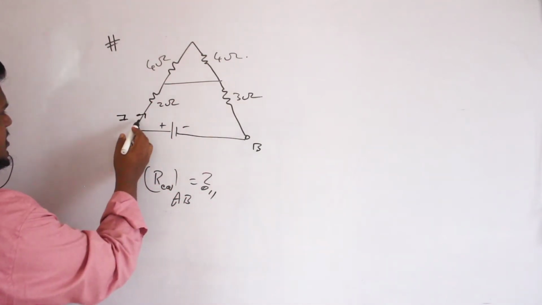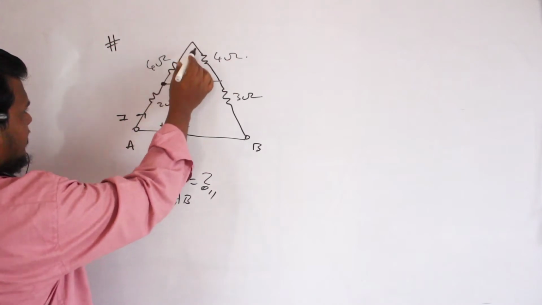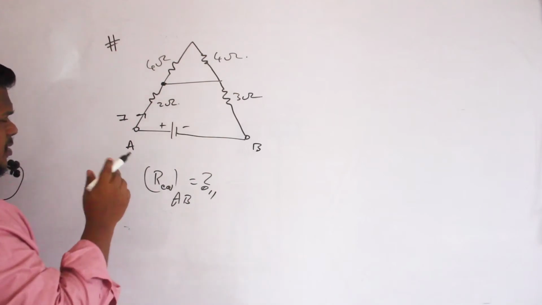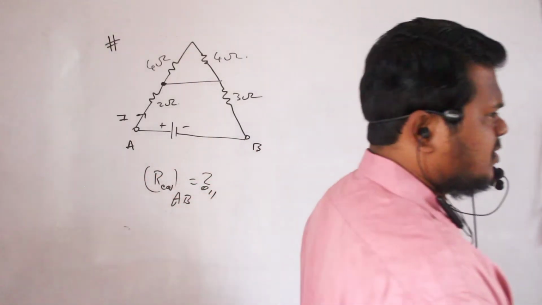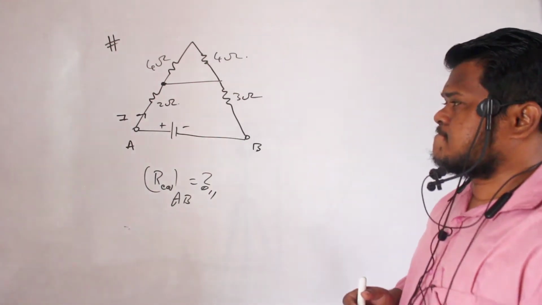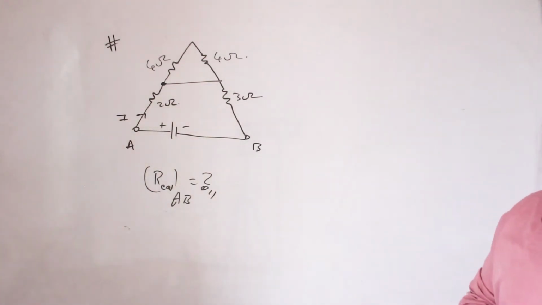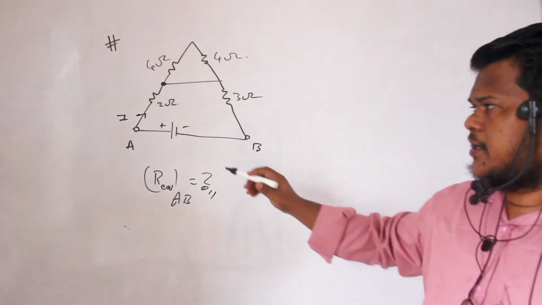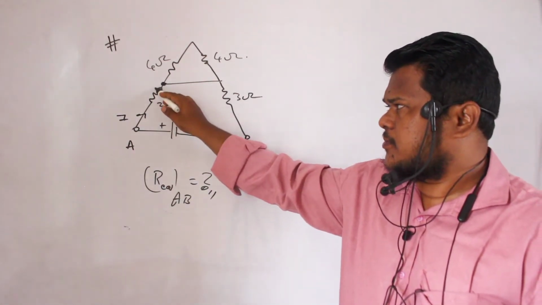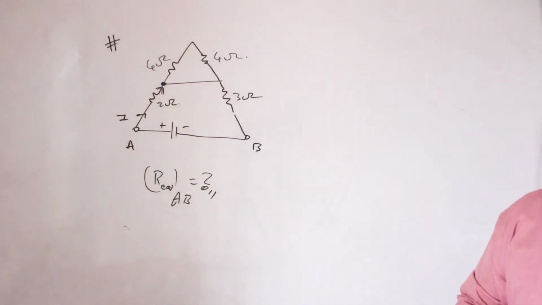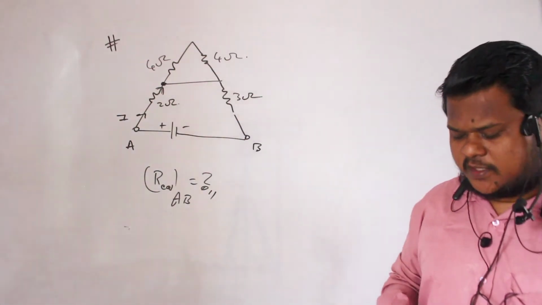So this current I, after reaching up to here, now sees two branches: 4 ohms and 4 ohms, and this branch. Now, will current enter into both branches, or will current enter into only one branch? See, my current after reaching this point sees two branches, 4, 4 and this branch. How does the current get divided?